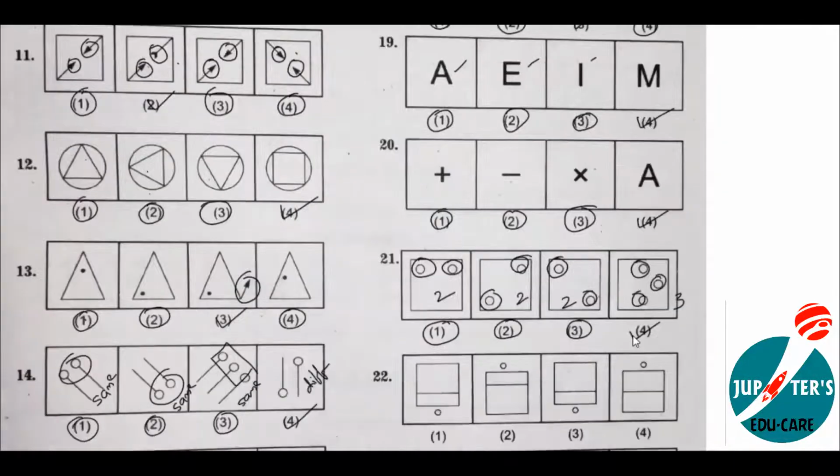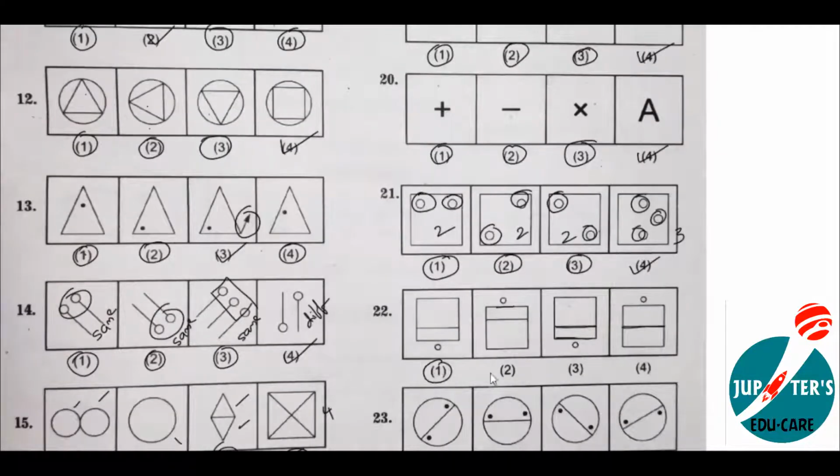Next, coming to question number 22. In option 1, we have this line near to this border. In option 2 also we have this line near to this border. In option 3 also we have this line near to this border. But in case of option 4, we have this line inside the figure. So, option 1, option 2, option 3 are similar, meaning this line is closer to this border, but in case of option 4, it is not near, it is in the middle. So, option 4 is the answer.